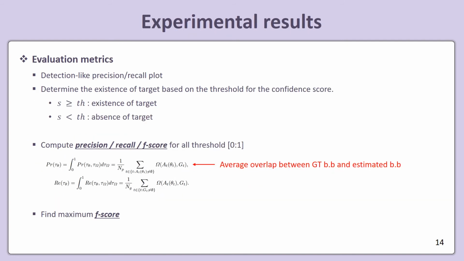We will now explain the evaluation metrics. Long-term tracking is a bit different from short-term tracking. In the testing set, the bounding box and whether or not the target exists are provided as ground truth. So we have to determine the existence of the target based on a threshold for the confidence score. For instance, if the score is higher than the threshold, we judge that the target exists, and vice versa. We can compute the precision-recall plot for all thresholds. Finally, we find the maximum F-score at a certain threshold. This F-score is the main evaluation metric for long-term tracking.